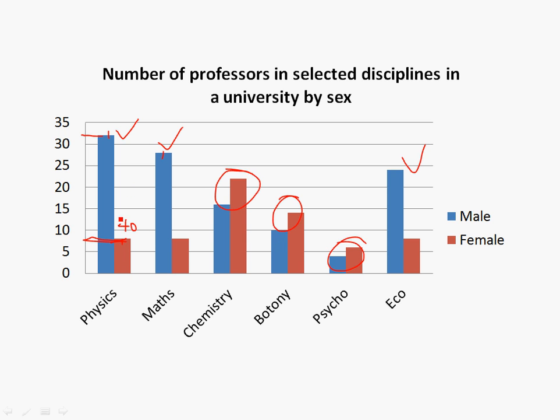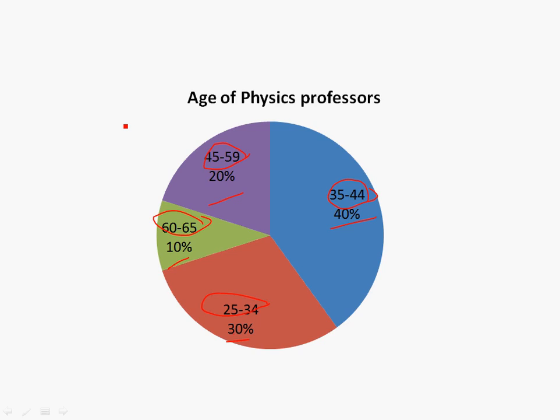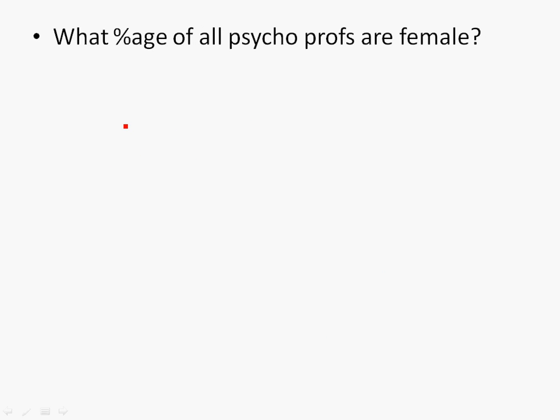Here also you don't need to calculate, you just have to see the difference between these two. If the difference is great, the male to female ratio would be high. So just check the difference. The difference is highest in this case. So physics has the highest male to female ratio.